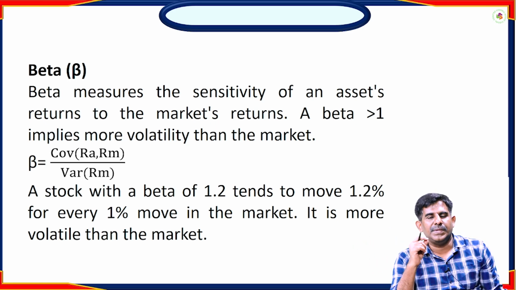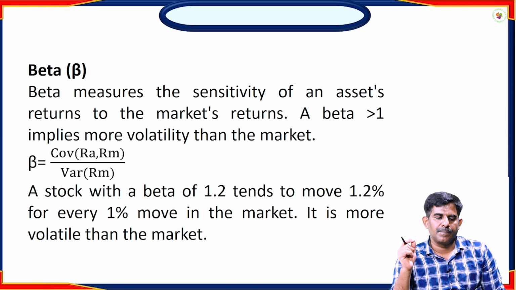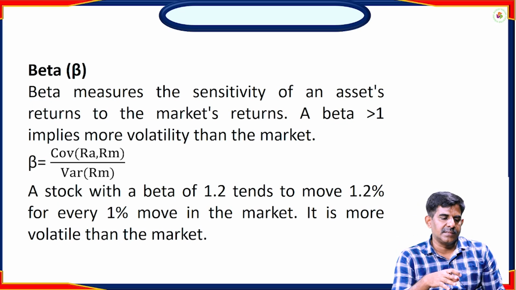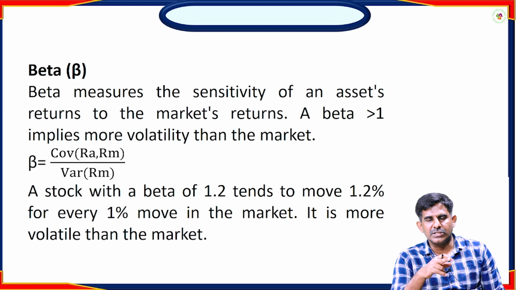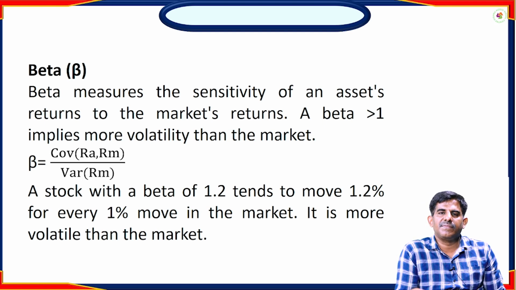So beta talks about how sensitive the individual stock returns are with respect to the market returns, right? And it is calculated with the help of a formula. Beta is equal to the covariance of RA and RM, where RA is the stock return of any company that you are considering and RM stands for the market return, divided by the variance of market return. An example is given for better understanding.